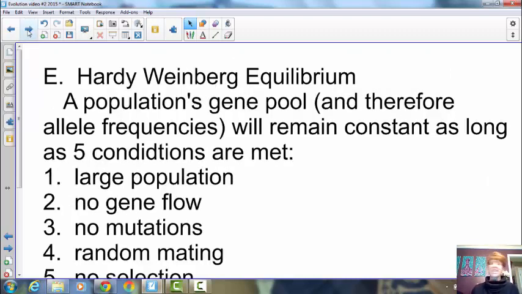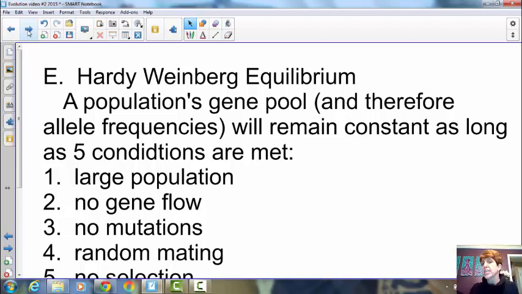All right, now we've got to talk about Hardy-Weinberg. So Hardy-Weinberg, 2 scientists, they worked on, hey, you know what? I think everything will remain status quo. We will have equilibrium in our gene pool. So that means the frequency of the alleles will not change as long as these 5 conditions are met.